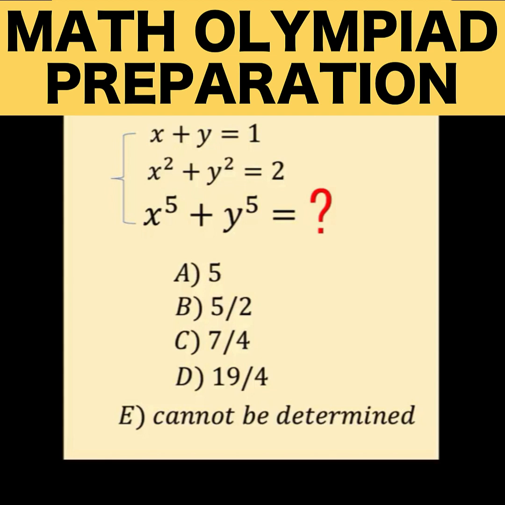We are given here three equations in two unknowns, but we are not after the specific value for x or for y, but you want to find the value of x to the fifth plus y to the fifth.